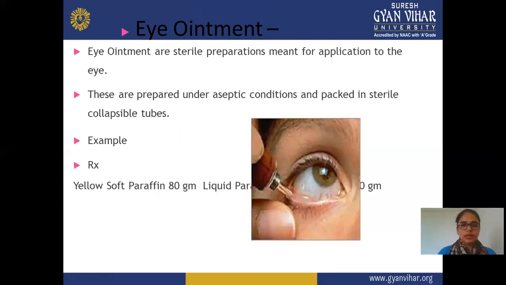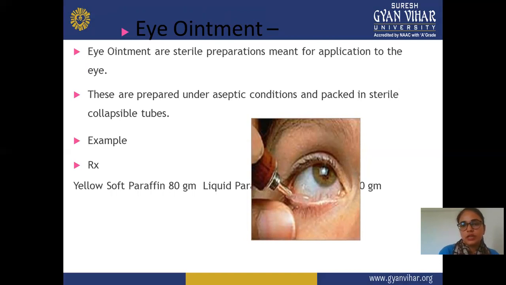Next formulation is eye ointment. This is also a formulation for your eye, mainly for a specific therapeutic effect. The main ingredient you use for this formulation is some wax or any material which provides the proper thickness to the ointment. Eye ointments are sterile preparations meant for application to the eye.